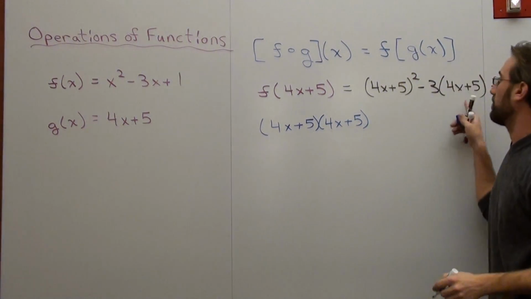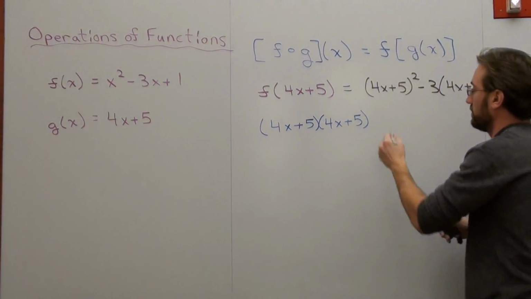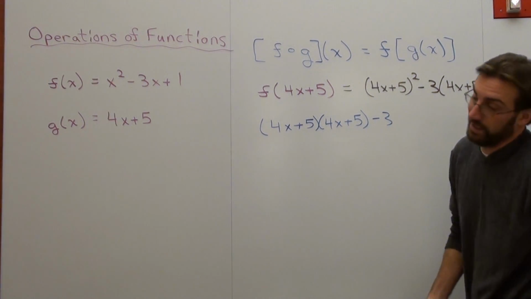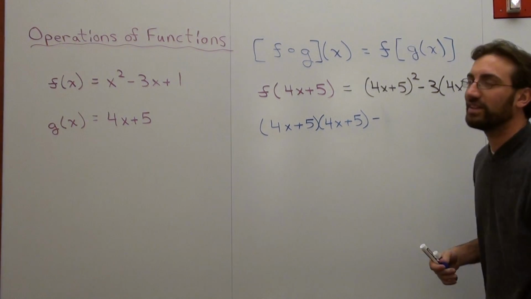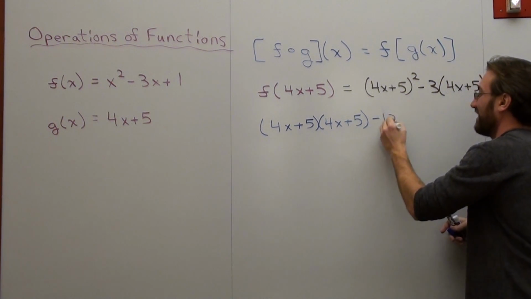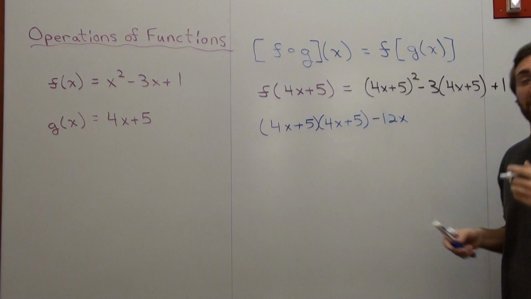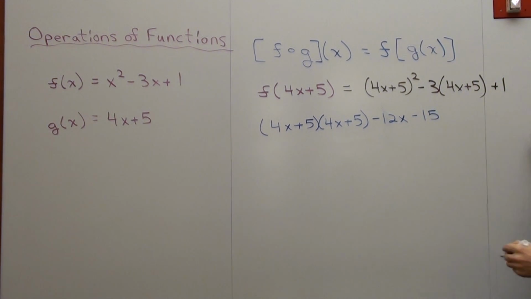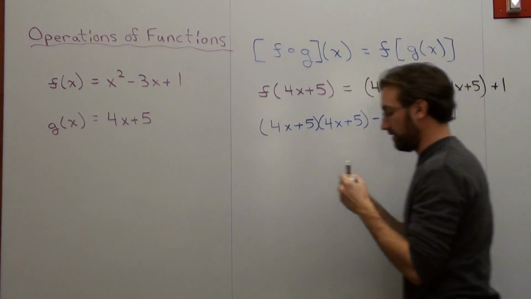I'm going to go ahead and distribute that negative 3 right now. Negative 3 times 4x is negative 12x. Negative 3 times 5 is negative 15. I got plus 1 left over.